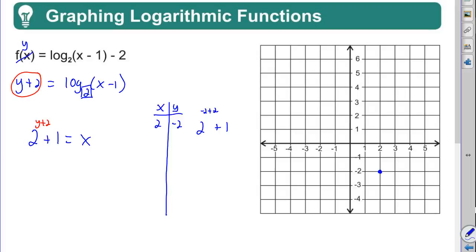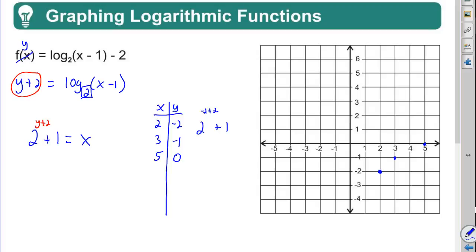2, negative 2. Okay. Let's do negative 1. So now I have 2 to the first, which is 2, plus 1 is 3. And I get when x is 3, the y is negative 1. I get that point. All right, let's do 0. So I end up with 2 squared, right? 0 plus 2, 2 squared is 4. 4 and 1 is 5. And I get the point 5, 0. And I'm already off my graph.